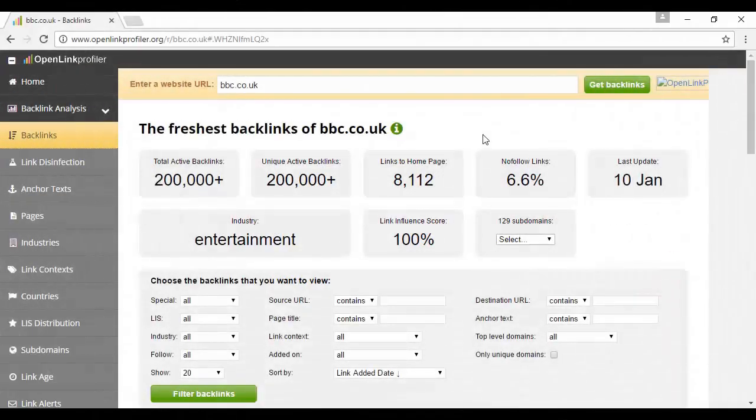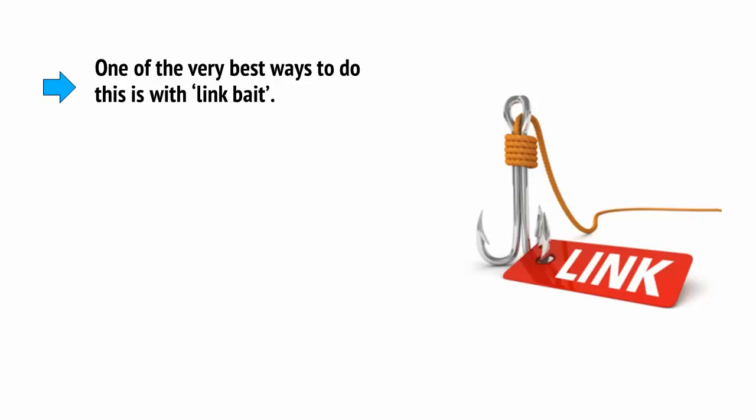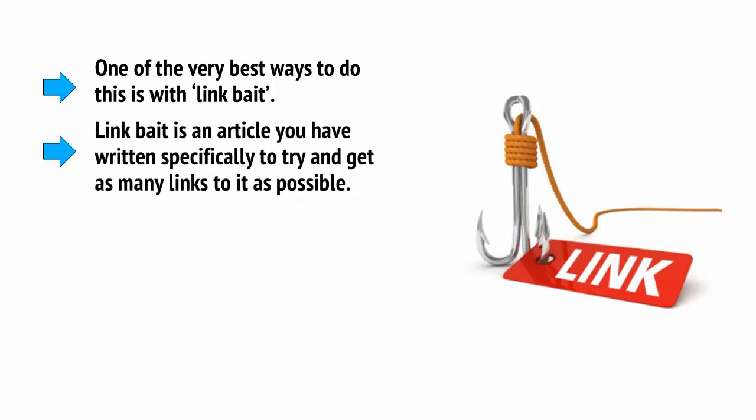Take a look at sites like the BBC, and you'll see that they have a huge and highly diverse link profile. They'll have links from massive sites, but also tiny spam sites. When a site is truly successful, it'll lose control over all of its links, and this can be useful to make your link profile as diverse as possible. And one of the very best ways to do this is with link bait. Link bait is an article you've written specifically to try and get as many links to it as possible.